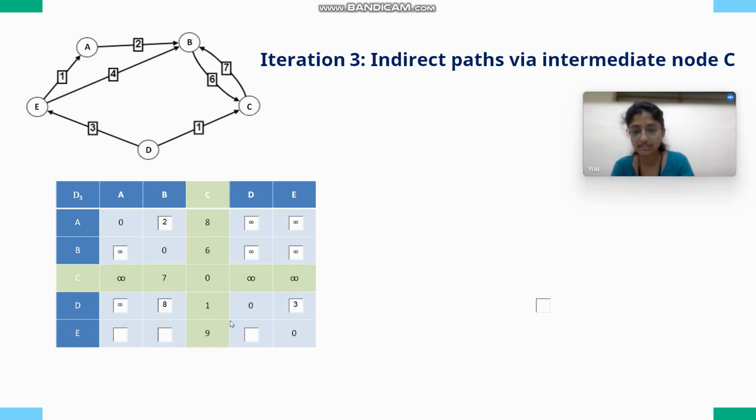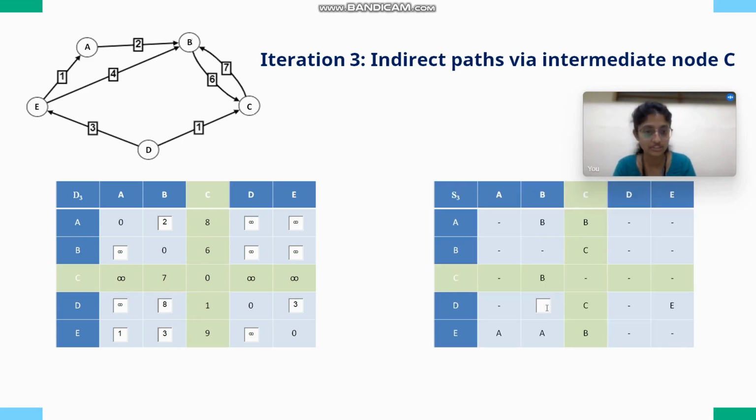Rest of the entries will continue to remain as it was earlier. This is 1, this is 3, and this is infinity. So we saw one change, that is 8 instead of infinity. So there the successor matrix will change. Here our intermediate node is C. So this entry would become C. This is after iteration 3.